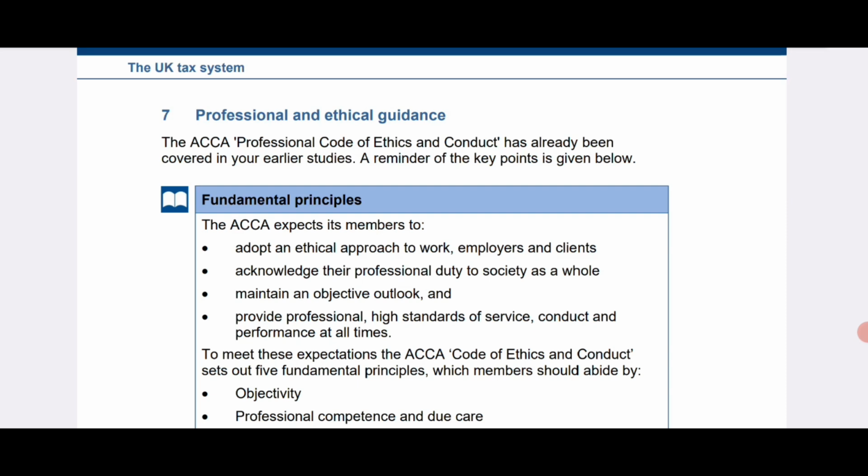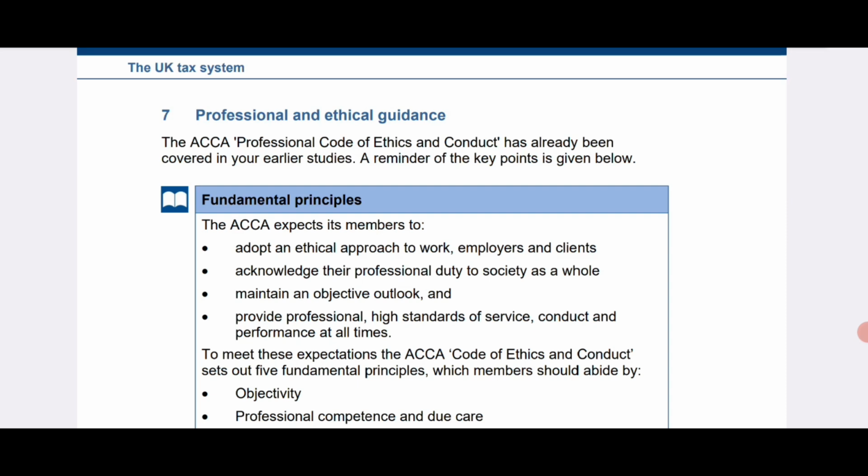Once you understand these fundamental principles, it will be easy for you whenever you go to the next chapter or next paper. It will save your time. It will be a very good thing.